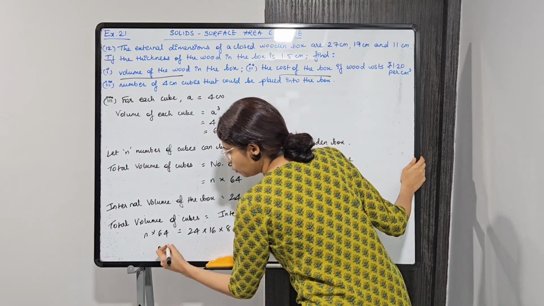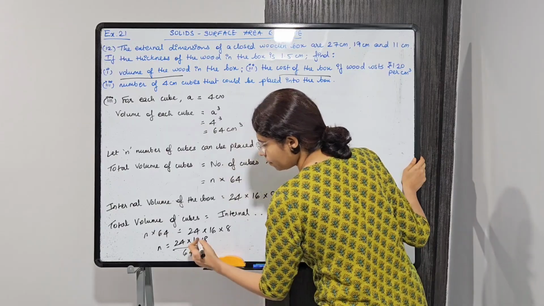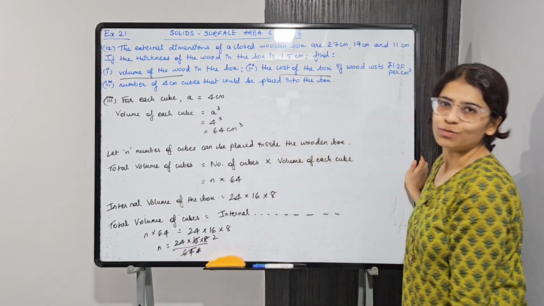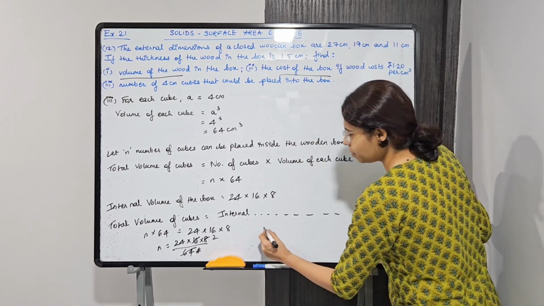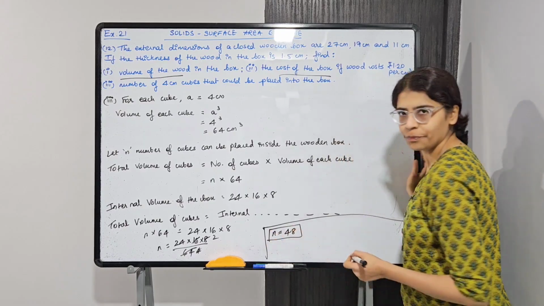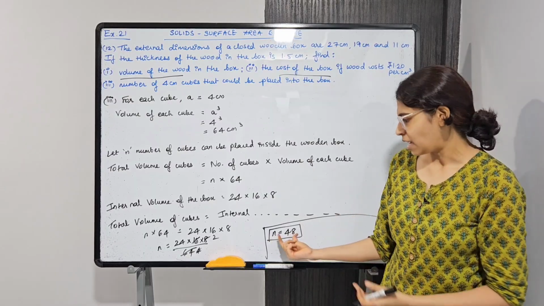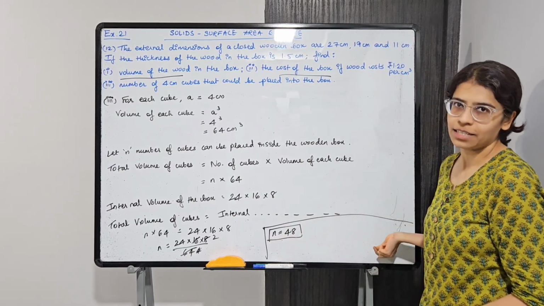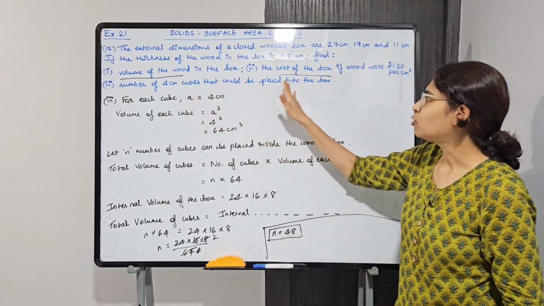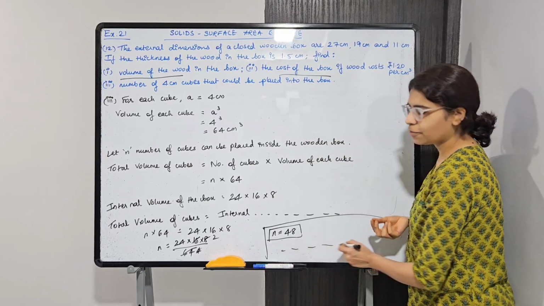Okay, 64 को शिफ्ट कर दे हैं, 24 into 16 into 8 upon 64. 16 4s are 64, 4 2s are 24 into 2, that is 48. So n मिल गया, n is equal to 48. बॉक्स कर दो आंसर को. Total number of cubes that can be placed inside the box are 48. So write down the final statement after this. Box कर दो and इसके बाद statement लिख दो. Number of 4 centimeter cubes that could be placed into the box are 48. Okay, so don't forget the final statement.